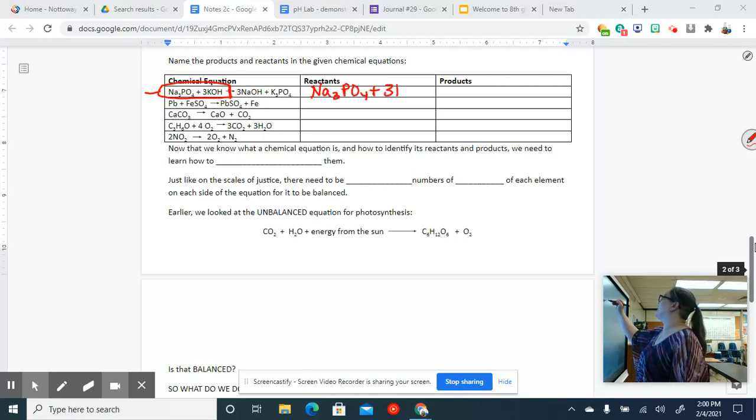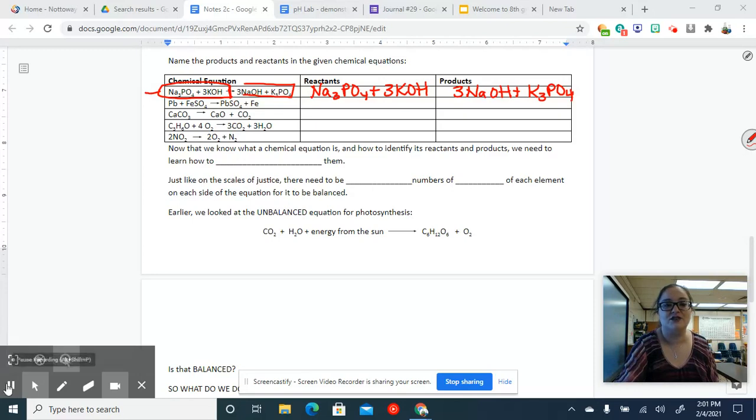Na3PO4 plus 3KOH. Now, I know that that means sodium phosphate plus potassium hydroxide. But do you have to know that to be able to answer this question? Nope. All right, products is everything on the right side of the arrow. So that's everything on this side. So over here in the products, 3NaOH plus K3PO4. So that's 3 sodium hydroxides plus potassium phosphate. But again, do you have to know that? Nope. You just have to know what's on the left side of the arrow, what's on the right side of the arrow. Okay, I'm going to fill in the rest of them. You are too. Pause your video and then come back to check your answers.